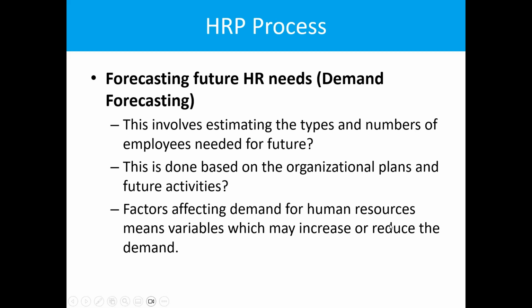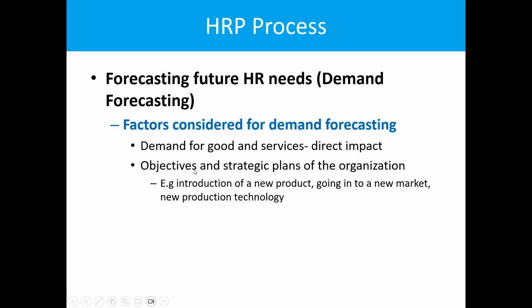Factors affecting demand for human resources means variables which may increase or reduce the demand. Factors affecting demand. Demand for what? Demand for businesses that the organization is engaged in. Right. So what are the factors considered for demand forecasting? Human resource demand forecasting, right? What are the factors? The main factor is the derived demand.